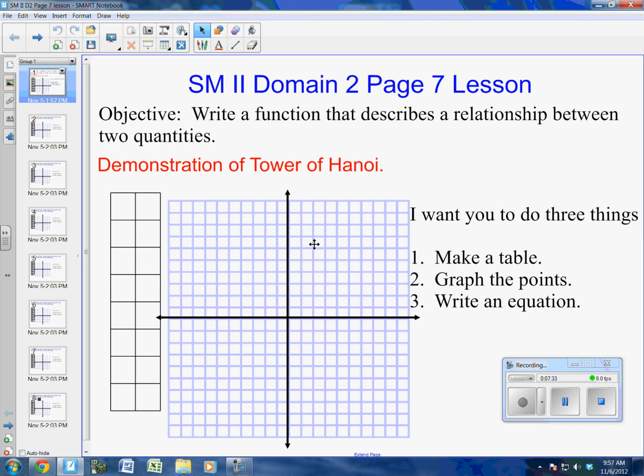Okay, so everybody get out your notes. I want you to write down our objective right here. Our objective is to write a function that describes the relationship between two quantities. That's what we are doing today. Now, this is cool stuff. See this right here? This says Secondary Math 2 Honors. Guess what their objective was today? Today we will learn how to write a function that describes the relationship between two quantities. You guys are doing the same thing the honors students are doing. So you should feel honored to do this, okay?